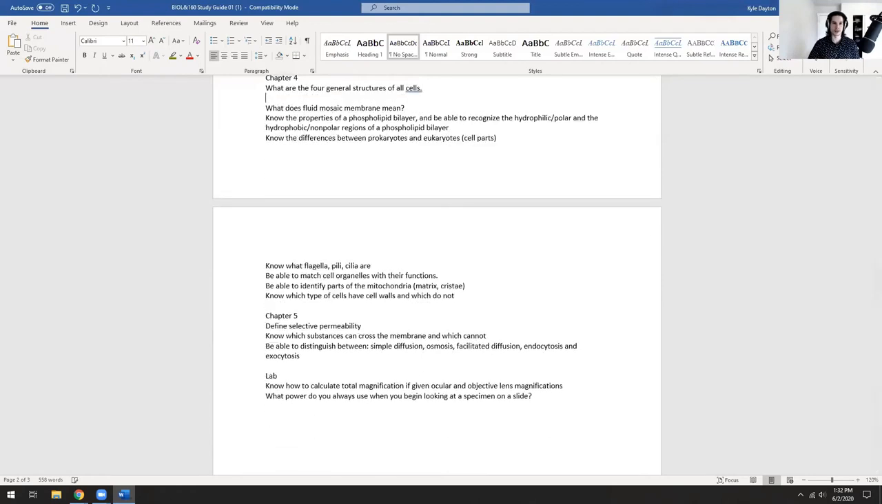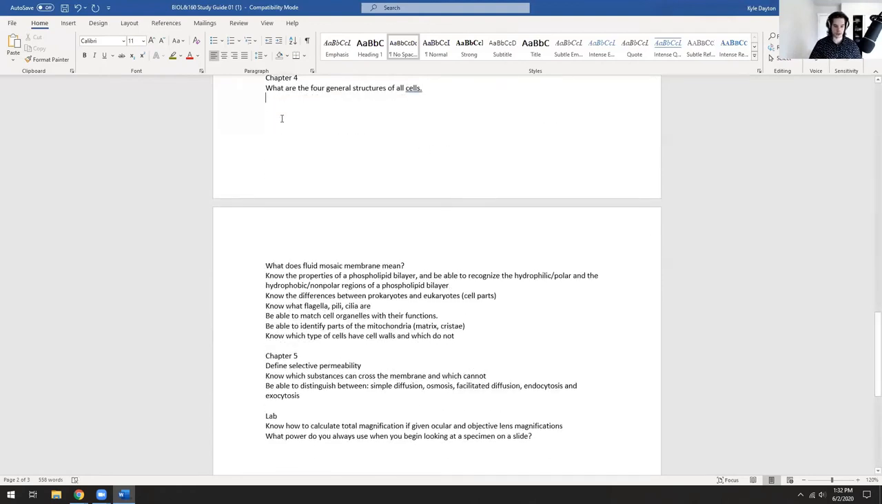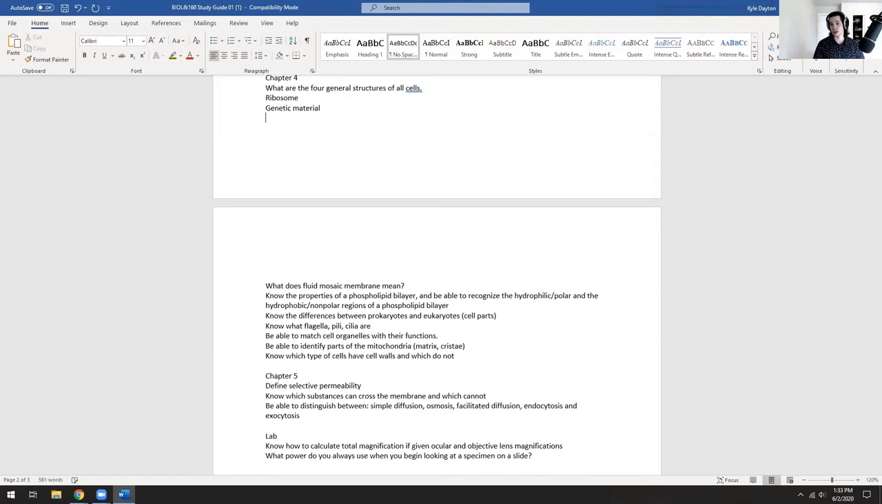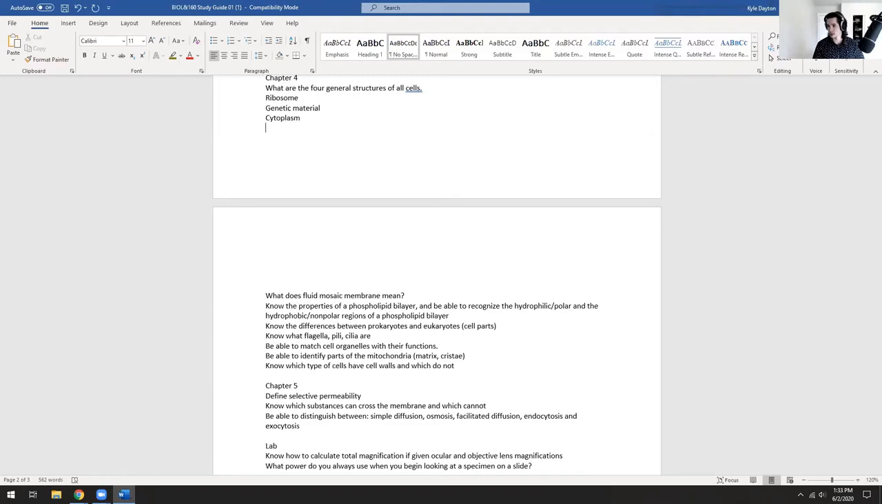4 general structures of all cells. So we've got ribosome. We've got DNA, or genetic material. We have the juice of the cell, cytoplasm. What else? Membrane? Yes, cell membrane. Awesome. Those are the 4 things, the general structures of all cells.